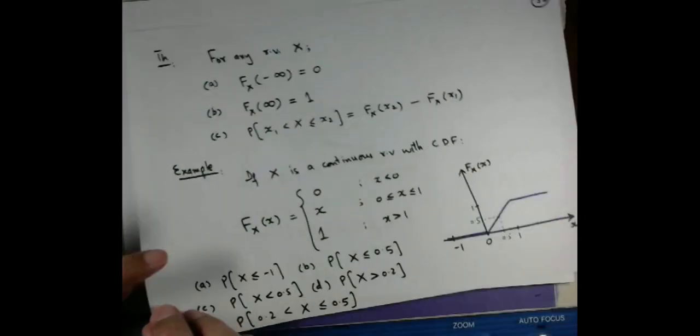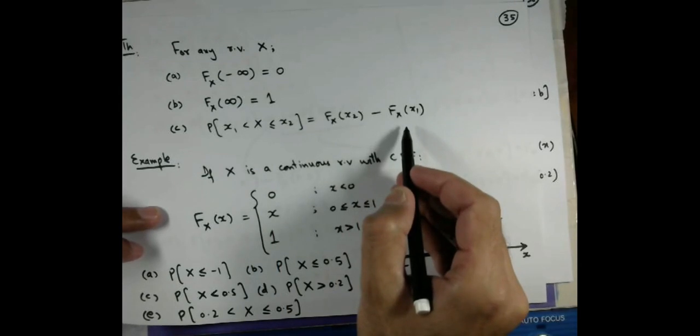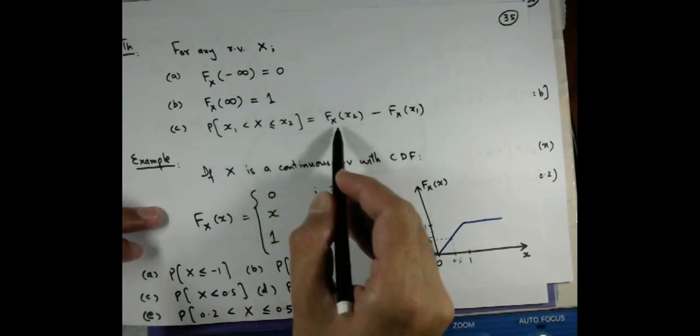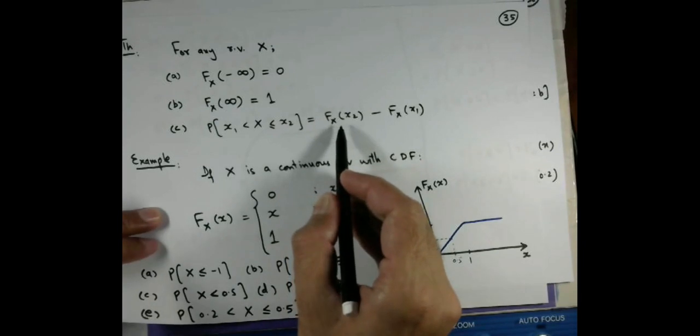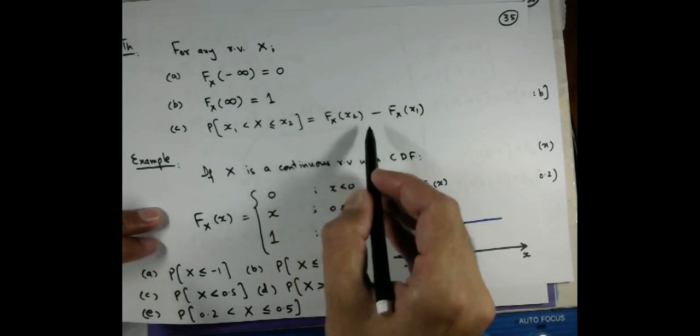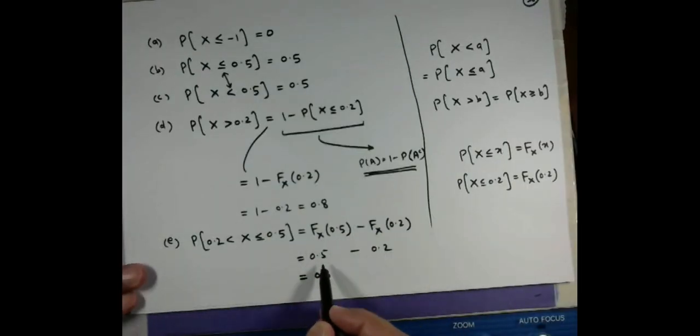And this last one is what I just discussed in terms of the C part of the theorem. The probability of an interval of a continuous random variable can be found by utilizing the CDF at the higher point minus the CDF at the lower point. So this is what we did exactly, and we have found that this probability is 0.3.